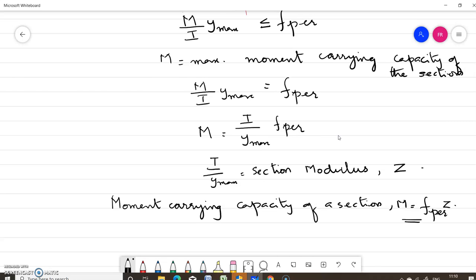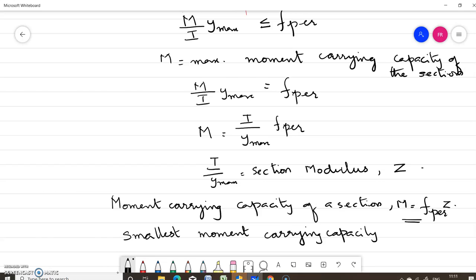So if the permissible stresses in tension and compression are different, moment carrying capacity in tension and compression are found separately by considering the respective extreme fibers, and the smallest one is taken as the moment carrying capacity of the section. So you have to find out the moment carrying capacity for both the compression fiber and tension fiber, and take the smallest as the actual moment carrying capacity of the cross section.